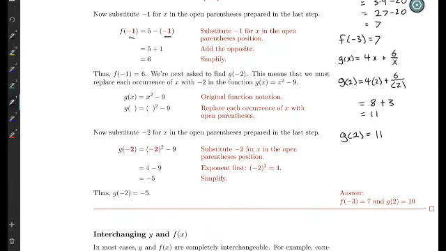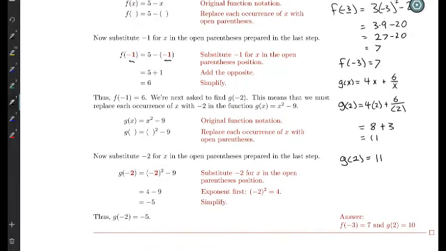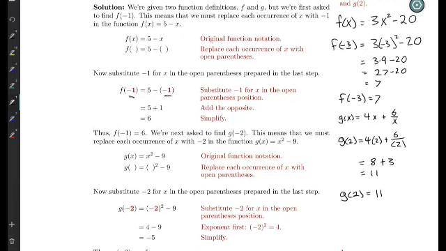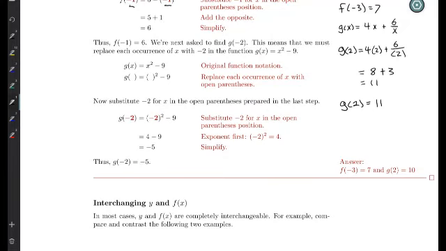It says g of 2 is equal to 10. Did I make a mistake? 4 times 2 is 8. 6 divided by 2 is 3. 8 plus 3, definitely 11. So it looks like we have some errata right here. It's 11.